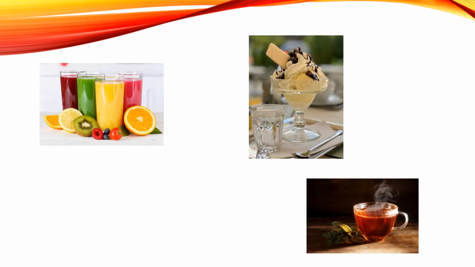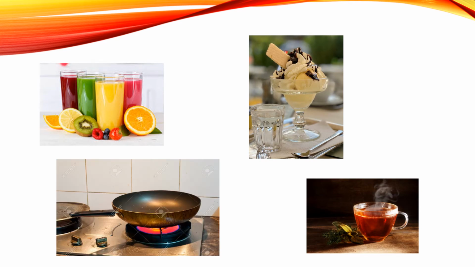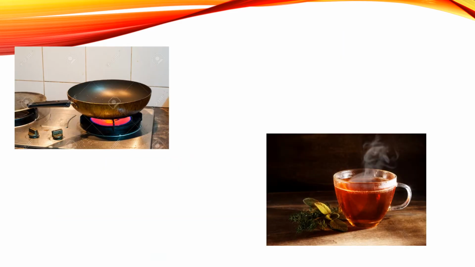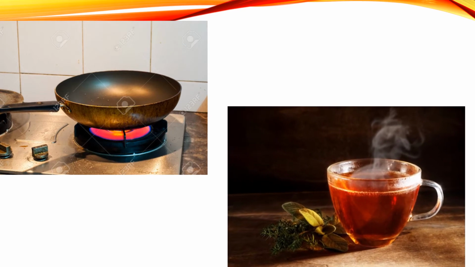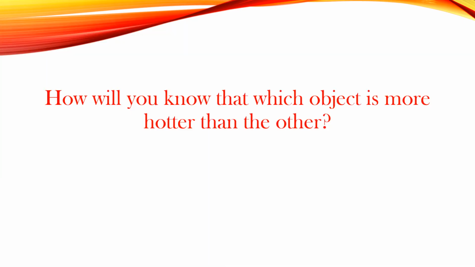So in our day-to-day life, we come across a number of objects. Some are hot, some are cold, and some are hotter than the other or colder than the other. In this picture, which is hotter, the frying pan or the teacup? How will you know which object is hotter than the other? We can often do it by touching the objects. But do you think our sense of touch is always reliable?